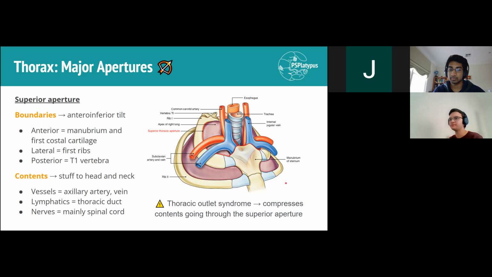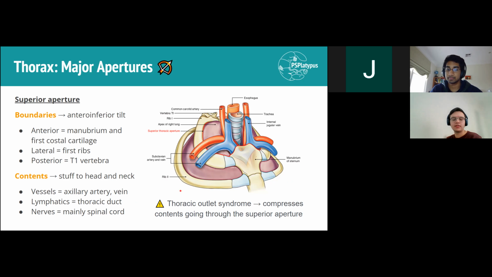It's not just flat. And basically it'll convey things that are going between the thorax and the head and the neck. So you've got vessels, all these branches coming off the aortic arch, some of the things draining into the brachiocephalic trunks, lymphatics, such as the thoracic duct, not visualized here, and nerves mainly being the spinal cord, again, not really shown here, but of course the spinal cord goes through the entire body in the midline.